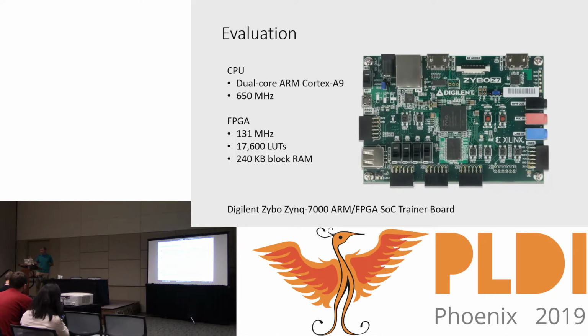So we have some evaluation numbers to show you. And first, to introduce the platform, notice this is a tiny board, so it's only used for prototyping as a proof of concept. The CPU side is dual core, and the one thing to notice is the difference in the clock frequency on the FPGA and the CPU, which will be important later.